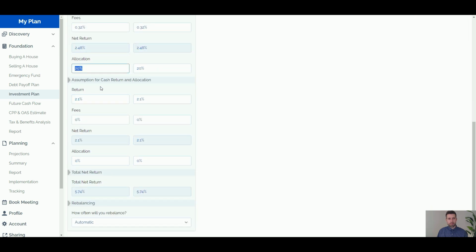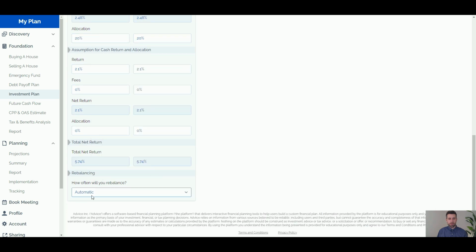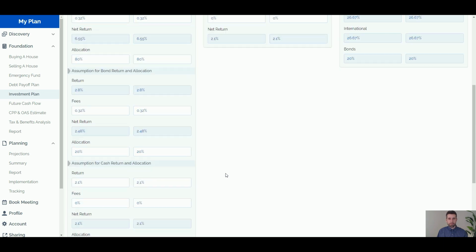Now we've also entered the cash rate of return assumption. In this case, we're just assuming the same as inflation, so fairly low. But if they did have GICs or something like that, we could enter a slightly higher amount here and what that allocation might be. In this case, they don't have any GICs or shorter term investments, so the allocation is 0. We can also enter rebalancing here. In this case, because it's an all-in-one ETF, the rebalancing is automatic.